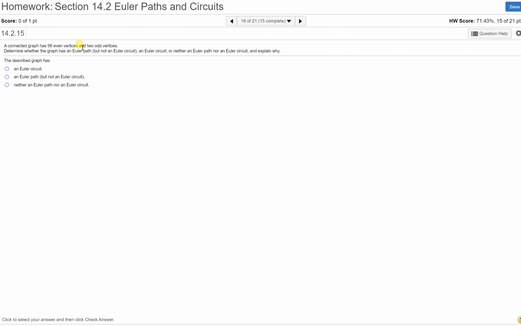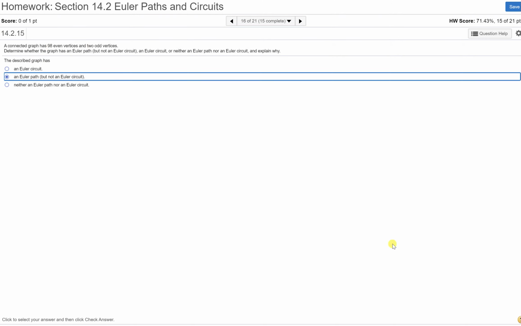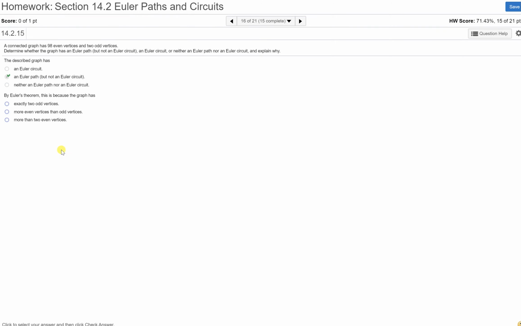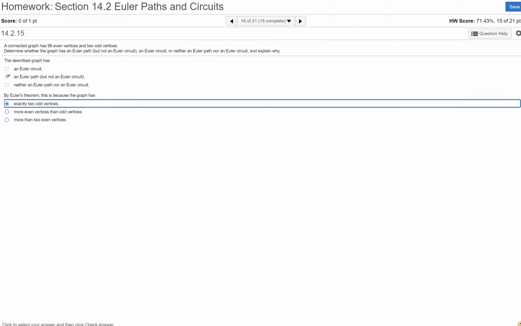There's something that's 98 evens and 2 odds. There's your Euler path, because it has exactly 2 odd vertices. Okay, that's pretty easy stuff.